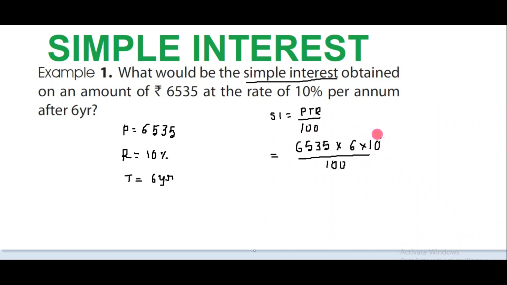Now solve this one. 0 0 cancel. Multiply 6,535 into 6. You will get 39,210. 39,210 by 10. Next, similarly, you can cancel 0 and 0. You will get 3,921 rupees. This is simple interest. He has to pay after 6 years.